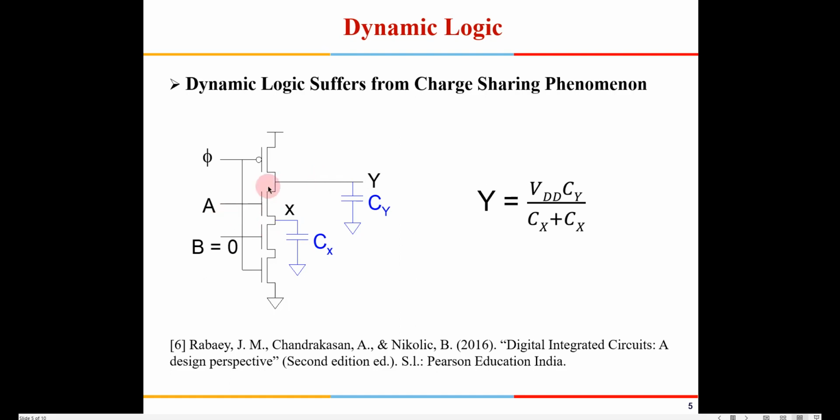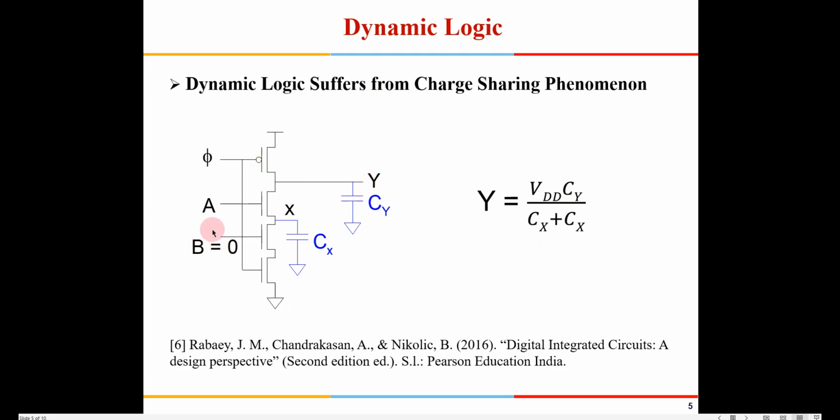But what happens is, since A is conducting here, and if we call this node capacitance Cx, this won't remain VDD. Some charge from here will come and get deposited here. So the net voltage will not be VDD here; it will be VDD times Cy divided by Cx plus Cy. This is known as charge sharing, and it is one small drawback of dynamic logic. Whenever the clock is 0, the output gets charged to VDD.